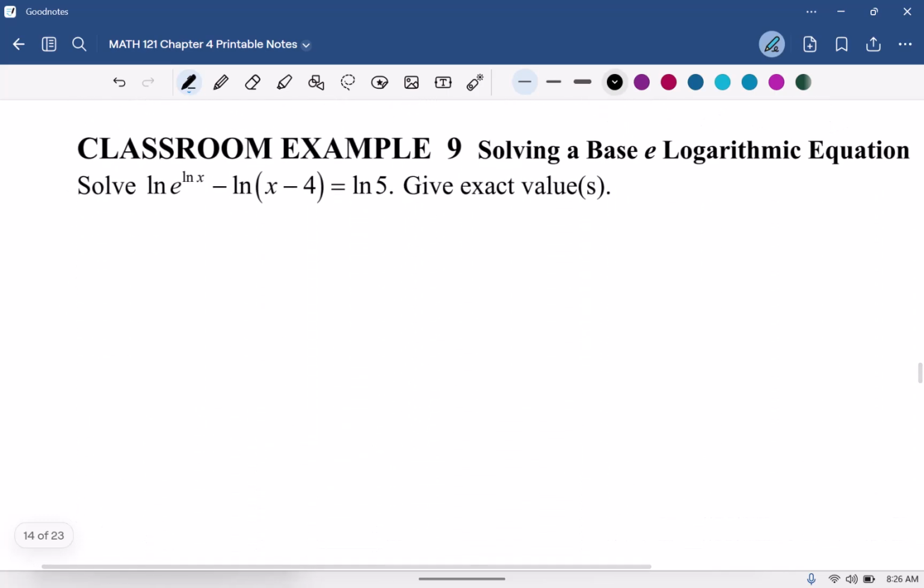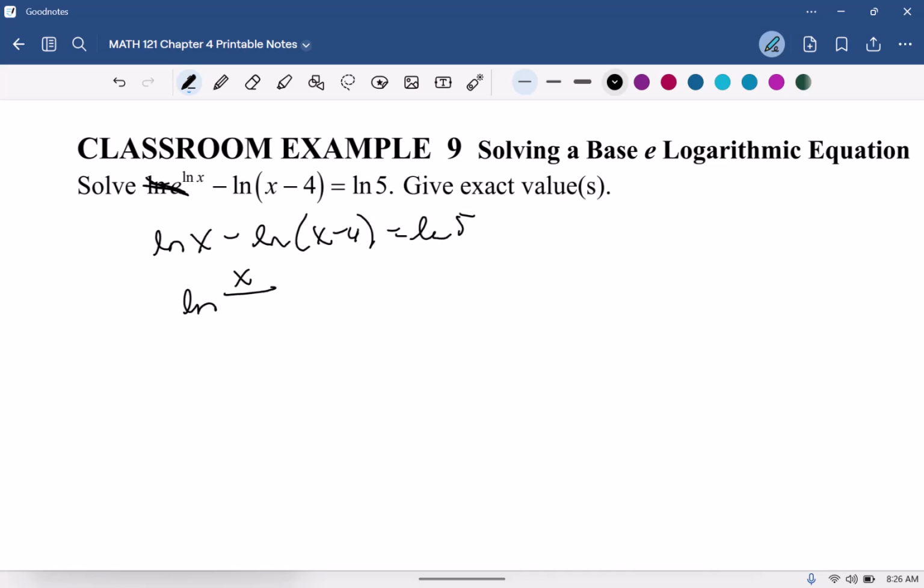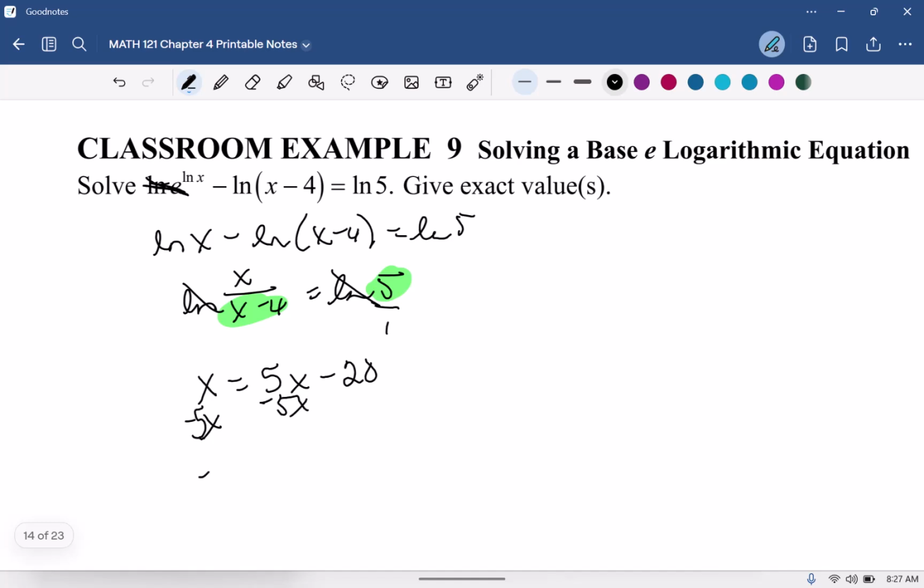Last one, the ln and the e right there cancel off the get-go. So you really have ln of x minus ln of x minus 4 equals ln of 5. So that's ln of x over x minus 4 equals ln of 5. ln's cancel, cross multiply. So x equals 5x minus 20, because you got to do that times that. Minus x, 5x, get all your x's on one side. So negative 4x equals negative 20, divided by negative 4, x equals 5.